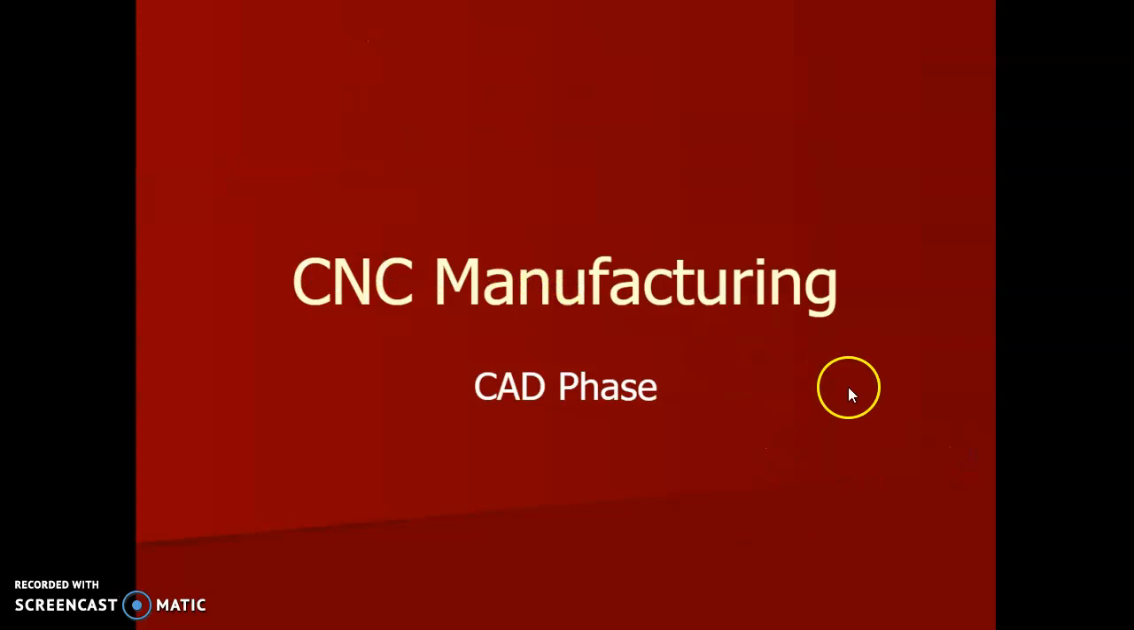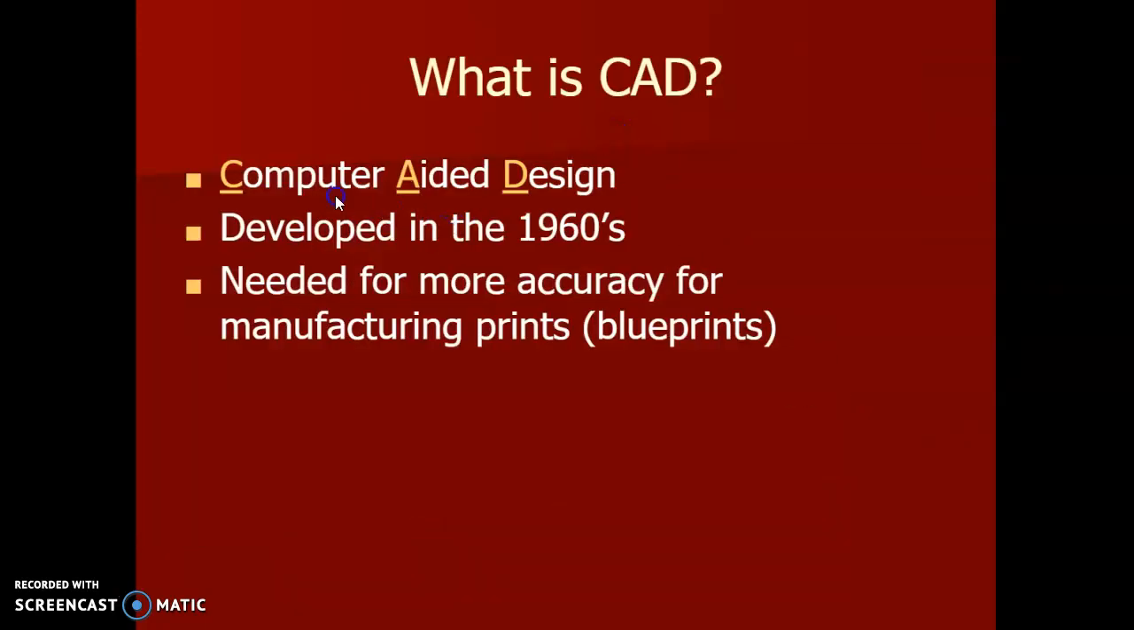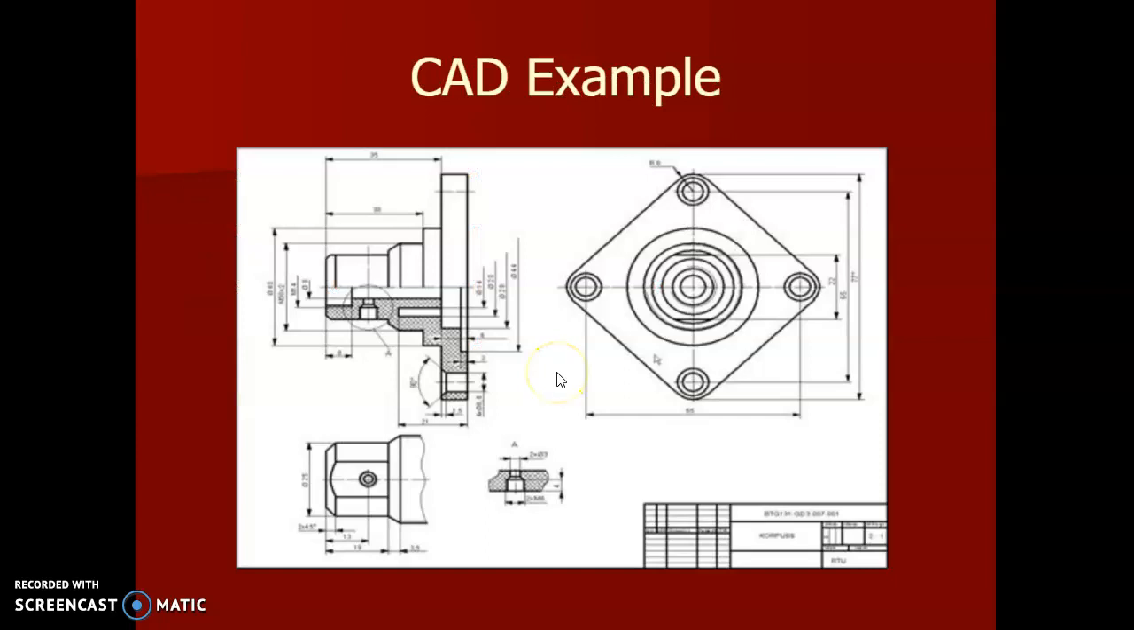The CAD phase, that's the next phase. Computer-aided design is what CAD stands for. It was developed back in the 1960s, and basically it addressed a need for more accuracy for manufacturing blueprints, or manufacturing prints, which were known as blueprints. And here's an example. This is different views of the part that needs to be machined. You can see the dimensions on here, very small, different holes that need to be machined out. This is an example of how CAD, or computer-aided design, helps make things.